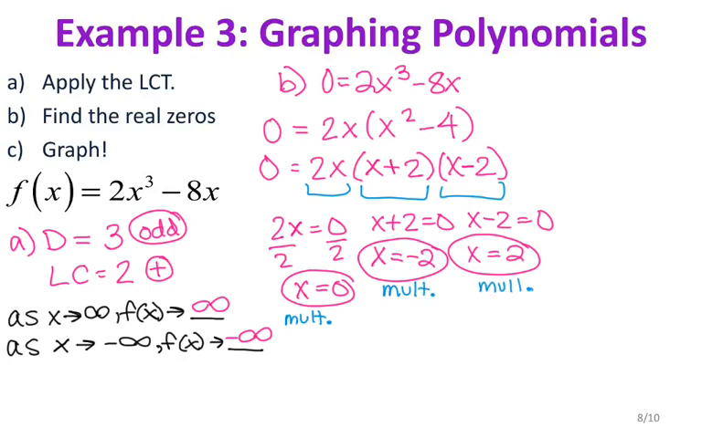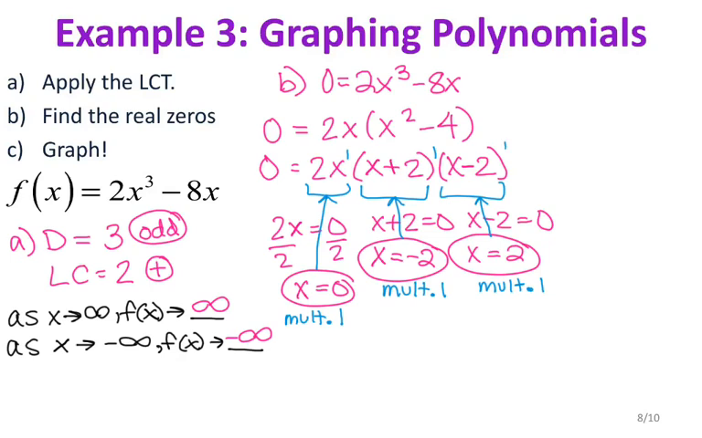And again, for the multiplicity, I'm going to go back and look at the factor that it came from. So 0 came from this factor, and this factor did not have an exponent, so it's like having a 1 there. Negative 2 came from this factor, and again, that exponent is just a 1. And positive 2 came from this factor, and that exponent was also a 1. It's like having x to the 1, x plus 2 to the first, and x minus 2 to the first.